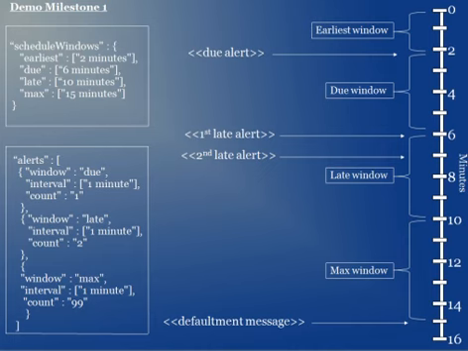The second set of alerts are sent during the late window, also at an interval of 1 minute. Note that the count for this set of alerts is 2, which means that the first late alert will be sent at the start of the late window, which is after 6 minutes from the beginning of the milestone, and that the second late alert will be sent 1 minute after, as is indicated by the interval of 1 minute. After this, no more late messages are sent, and the max window is entered.